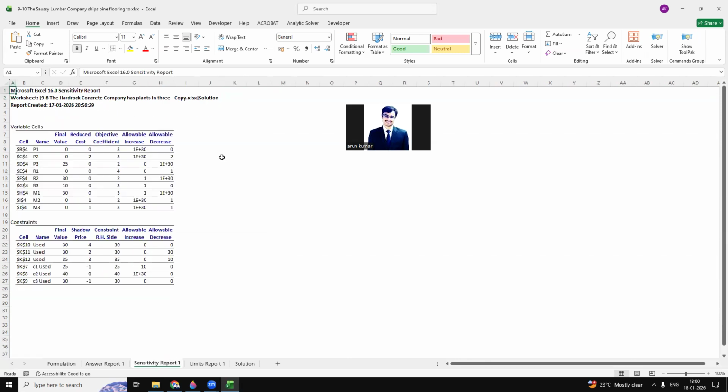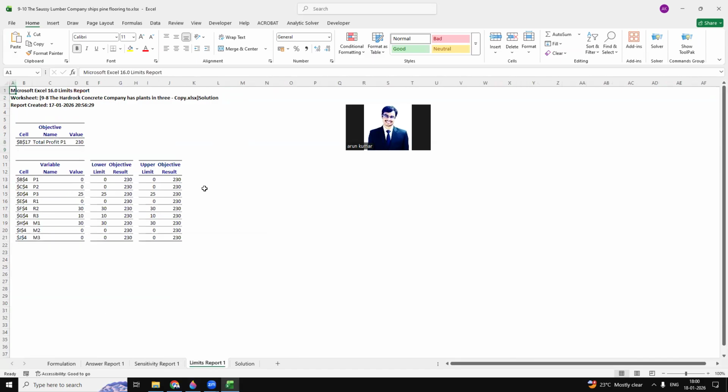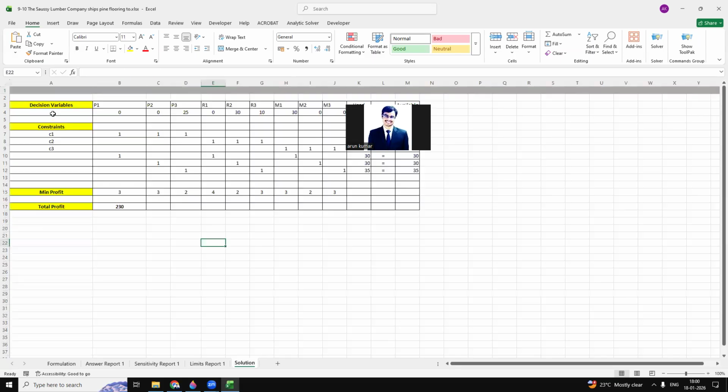This one is our sensitivity report, and this sheet serves as the limits report. This is our Solver setup, where row number 3 has the decision variables. Then these are our constants, C4 and C5, so 5 constants in all. Our goal is to minimize the cost. This is our minimization, and this is the total cost. So 230 is our final answer for this question.